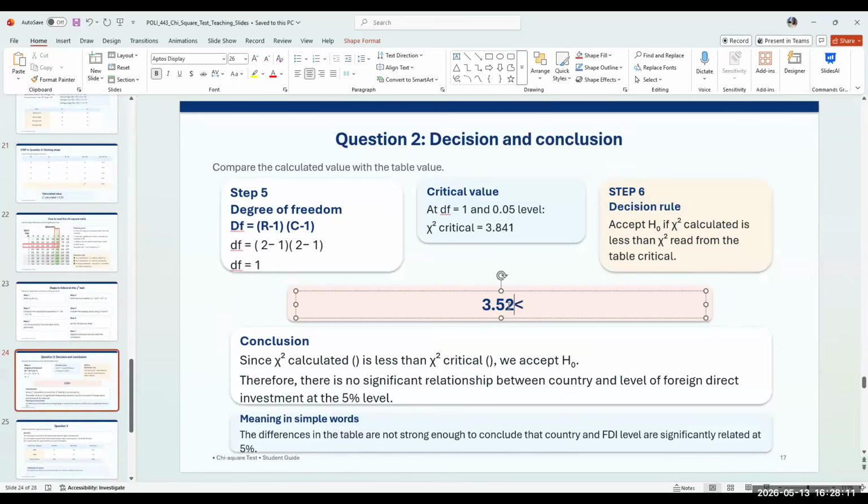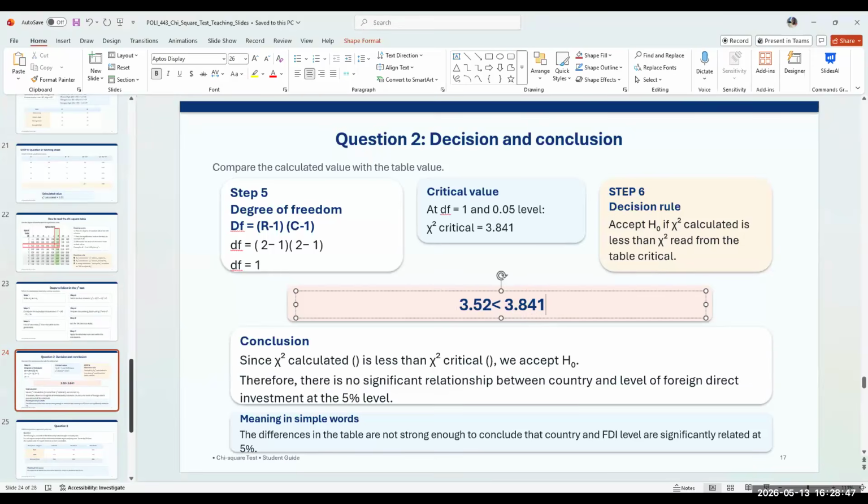There are two things over here. We have S squared calculated. S squared calculated is 3.52, and the S squared read from the table is 3.841. So you're correct, there's nothing wrong with that. So now the S squared read from the table is what? 3.841.